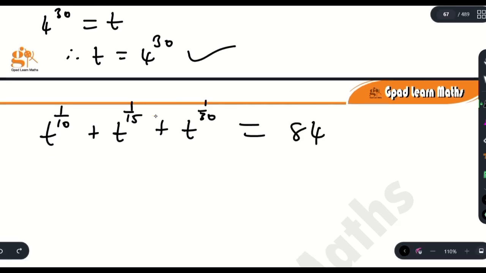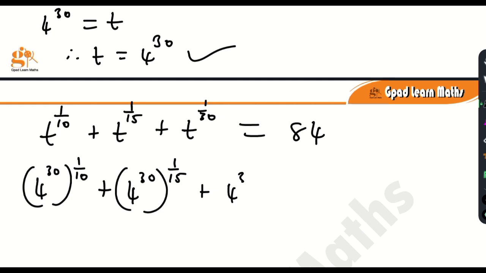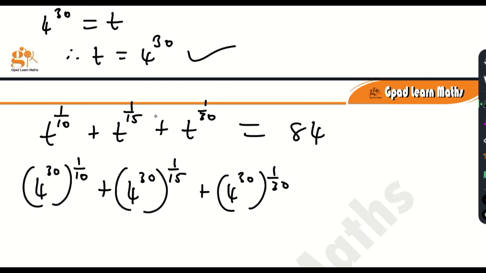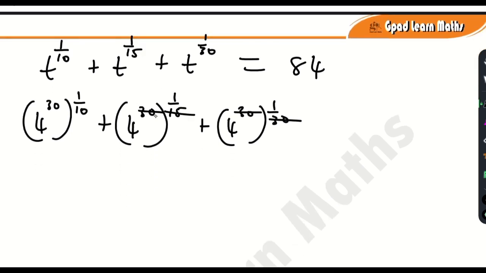So let's get started with this. t is what? 4 raised to the power 30. So 4 raised to the power 30 with a power of 1 over 10 plus 4 raised to the power 30 with an exponent of what? 1 over 15, then plus what? 4 raised to the power 30 with an exponent of 1 over 30. Notice I'm substituting t for 4 raised to the power 30. So let's see if this will give us 84. Now notice 30 will cancel 30, and 15 into 30 is 2, 10 into 30 is 3. So I have 4 raised to the power 3 plus 4 raised to the power 2 plus 4.